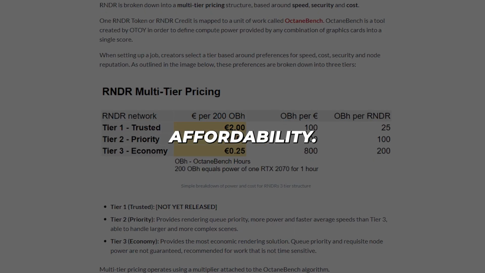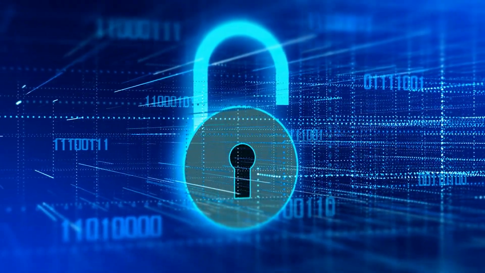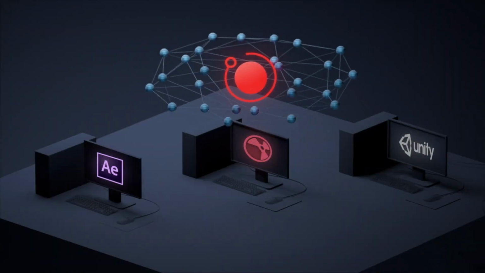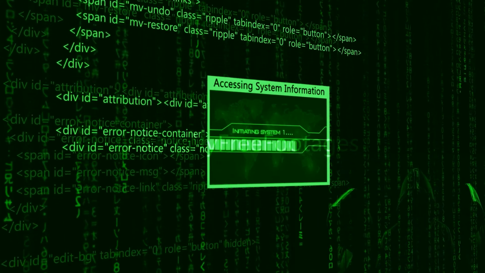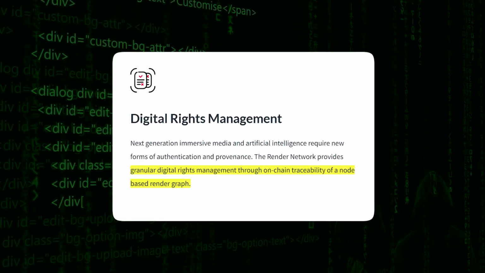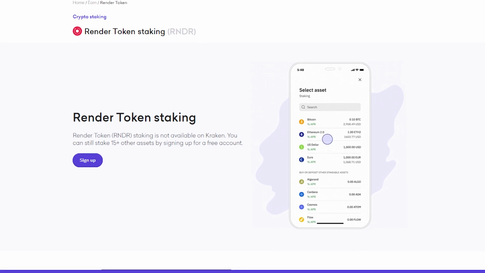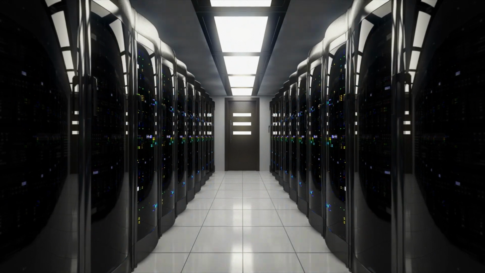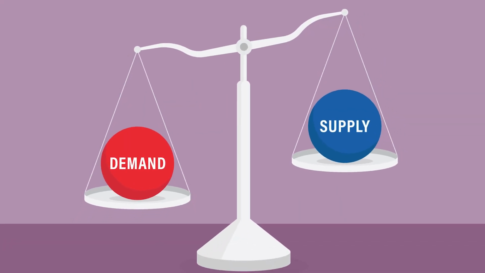But it's not just about affordability. Render Network enhances transparency and security by utilizing blockchain technology for detailed tracking of render requests and immutable storage of completed jobs. Protection against unauthorized access or duplication comes built in thanks to granular digital rights management as well. And by allowing anyone to earn RNDR crypto rewards for contributing computing resources, Render Network sustains a thriving ecosystem where supply dynamically matches real-time demand.